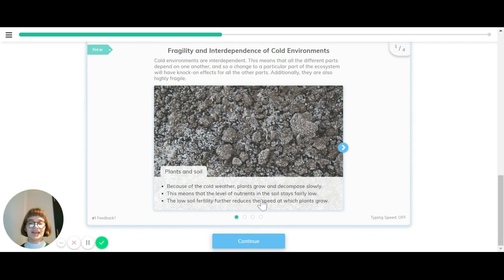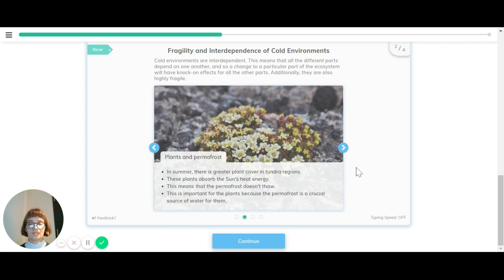So, a quick look at fragility and interdependence of cold environments. Cold environments are interdependent. This means that all different parts depend on one another, and so a change in a particular part of the ecosystem will have knock-on effects for all the other parts. Additionally, they are also highly fragile. Because of the cold weather, plants grow and decompose slowly. This means that the level of nutrients in the soil stays fairly low. The low soil fertility further reduces the speed at which plants grow.